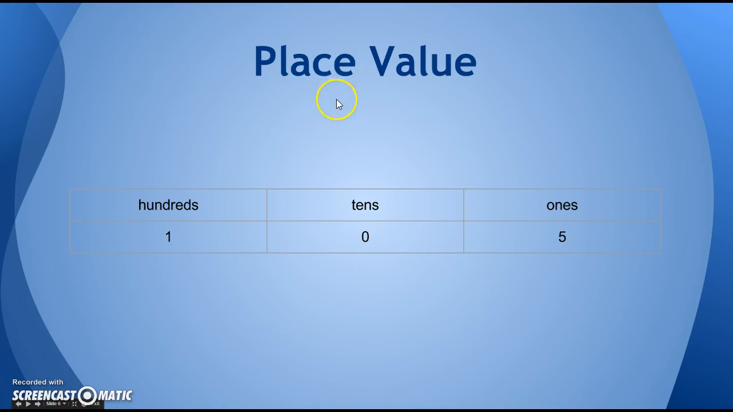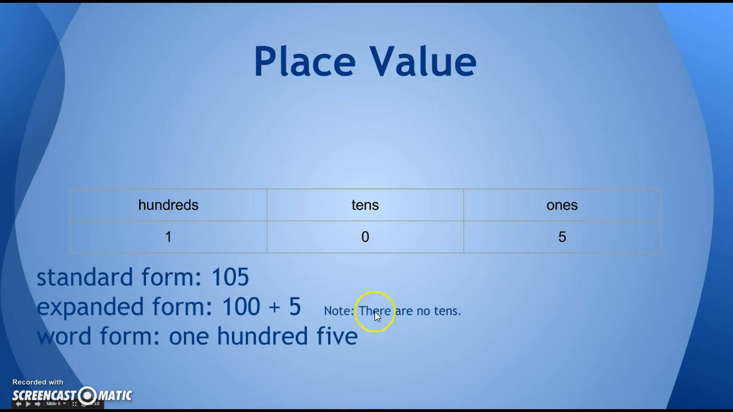All right, we have this place value, 105. And notice in this particular one, we don't have any tens. So we put 1 in the hundreds. We have 0 tens and 5 ones. So standard form is 105. Expanded form is 100 plus 5. And once again, there are no tens. And in word form, we write one hundred five.